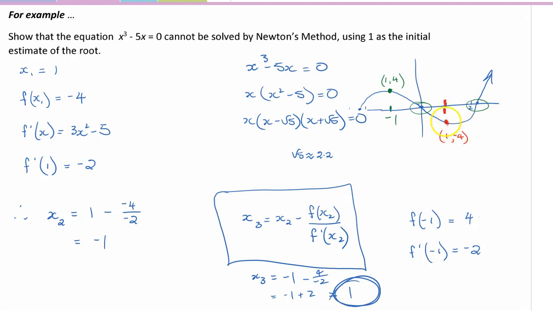So all Newton's method is doing is throwing me between 1 and -1, 1 and -1, and I keep being thrown between those two values, and that's not getting me to the root. So that's just an example of when Newton's method doesn't work.